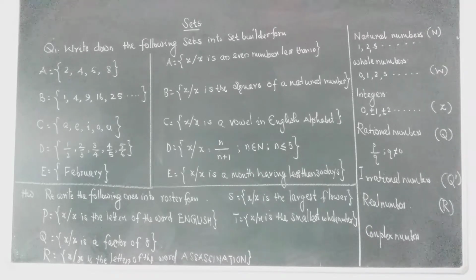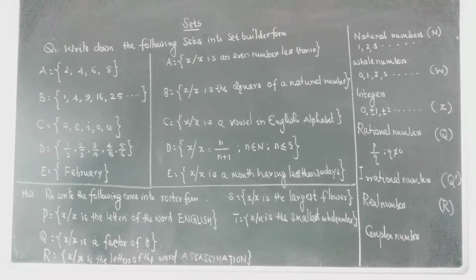Then comes the next group, the whole numbers. The numbers starting from 0 with all the natural numbers, which means 0, 1, 2, 3. All these numbers are full in form, uncut numbers. So these numbers are known as the whole numbers. The symbol for the same is double-struck W.